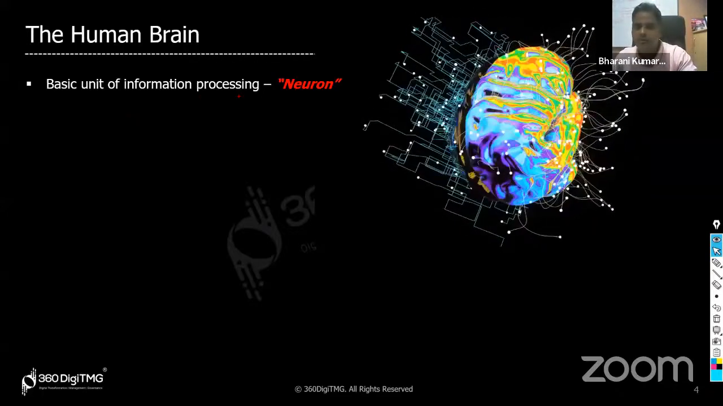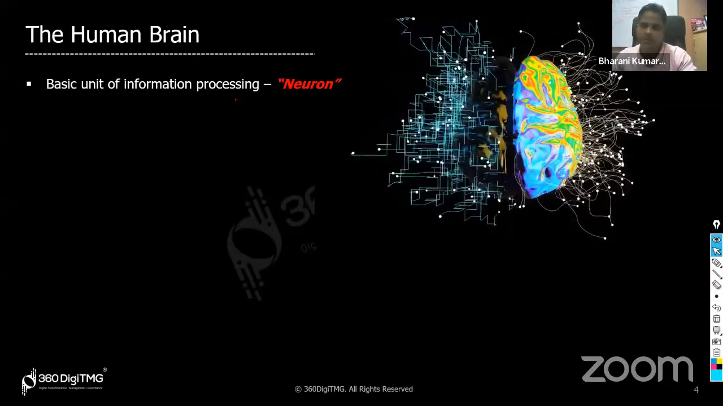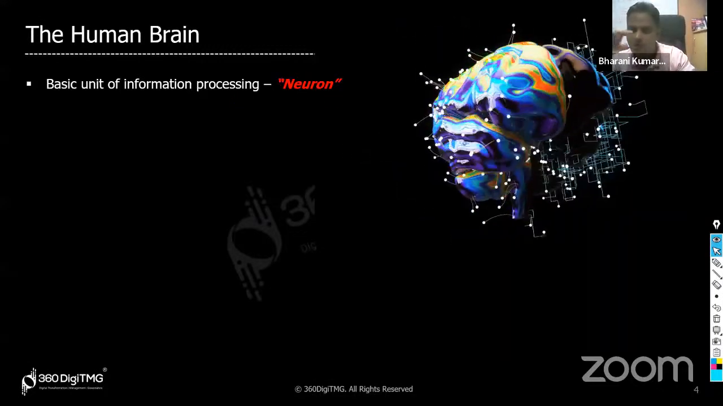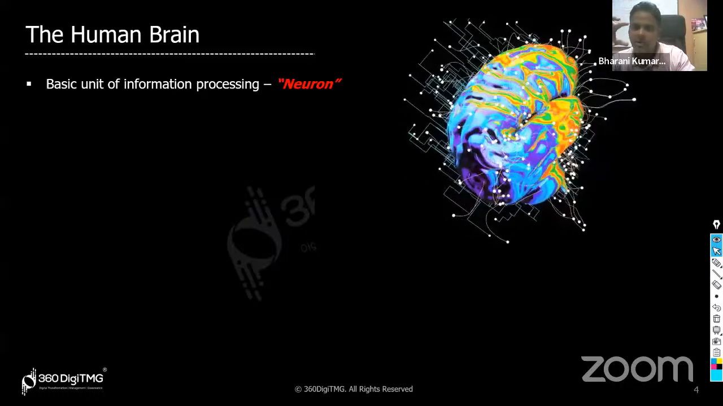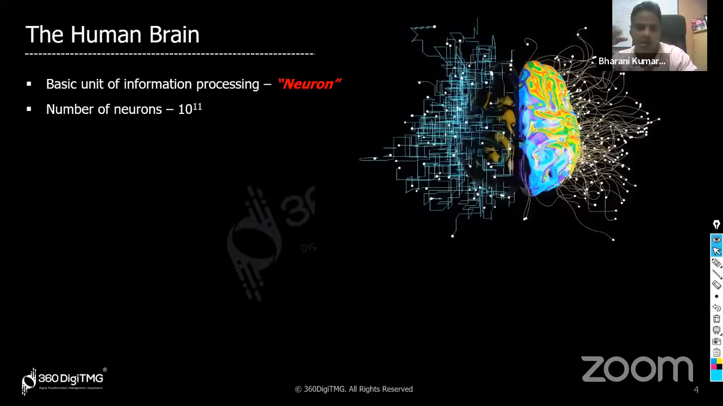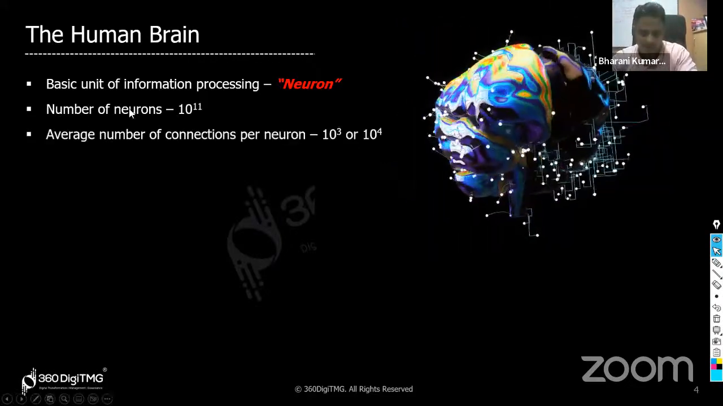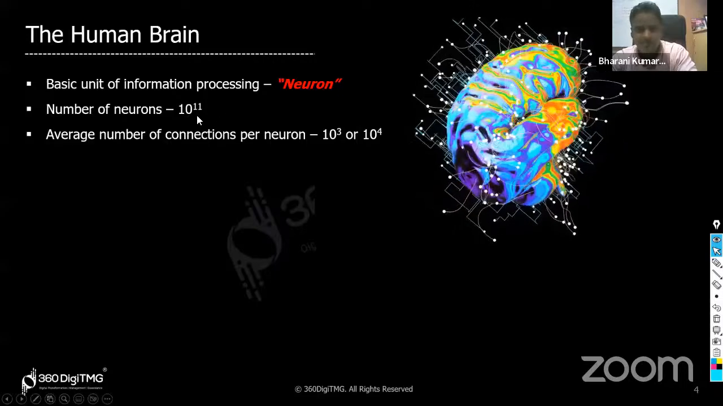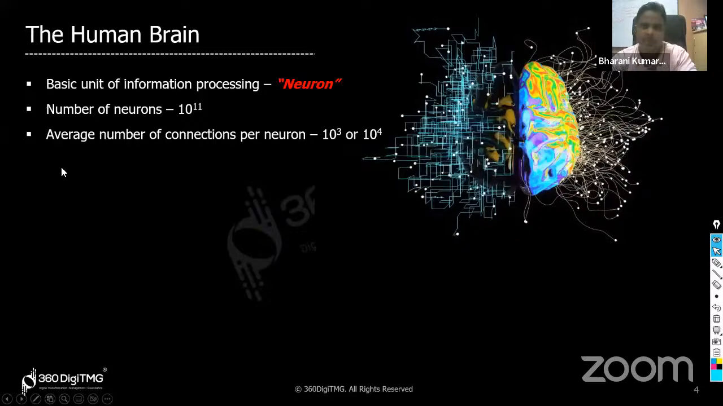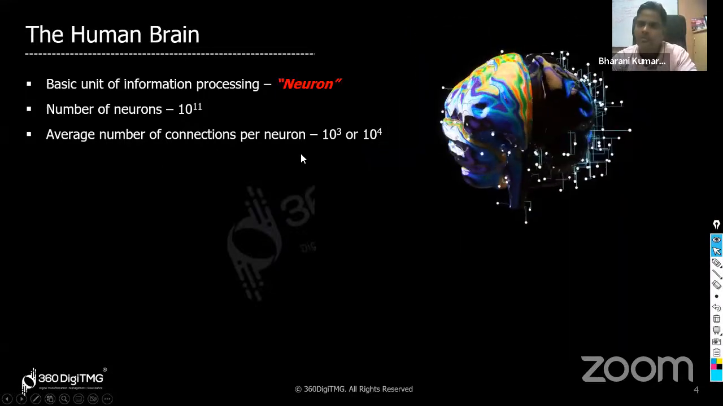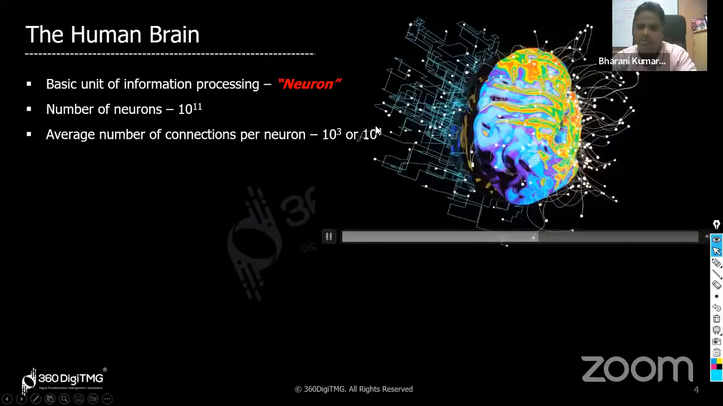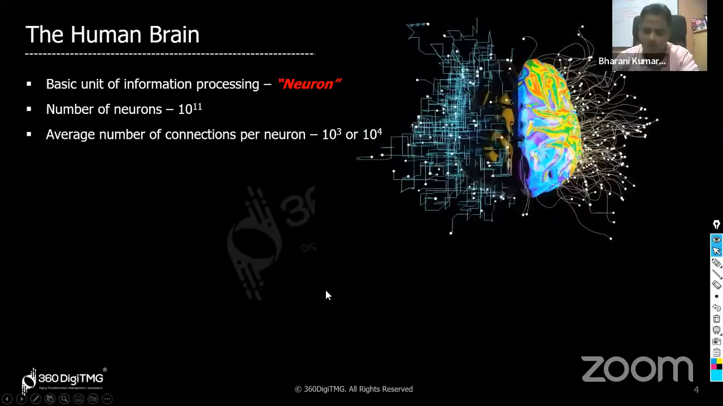So the basic unit of information processing is called a neuron. So you have a lot of neurons out there. All those neurons would be interconnected. In a typical human brain, there will be approximately 10 raised to the power 11 neurons. And average number of connections per neuron would be 1,000 to 10,000.